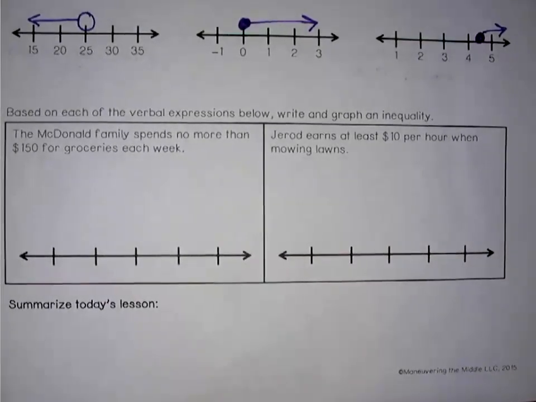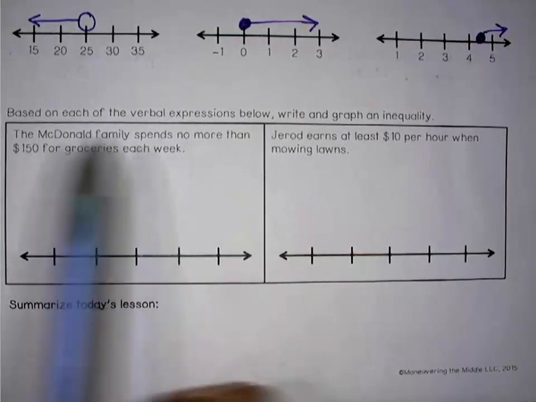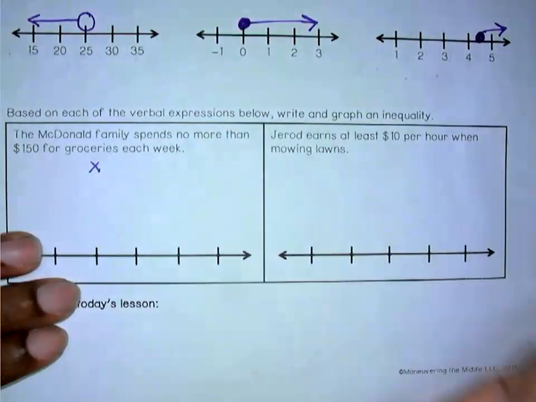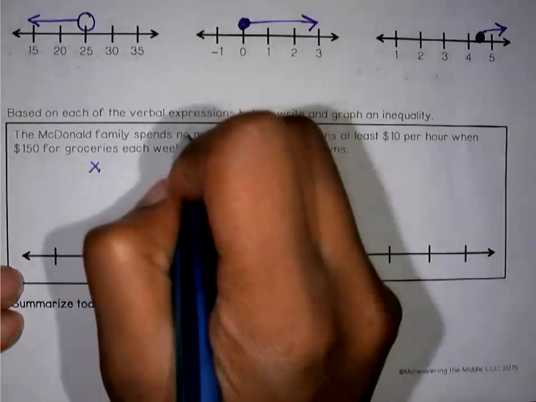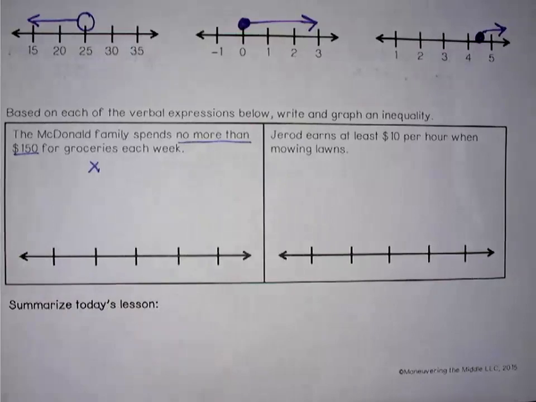It says based on each of the verbal expressions below, write and graph the inequality. The McDonald family spends no more than $150 for groceries each week. So your variable is always going to be on your left. We're going to start with it. They spend no more than $150. Can they spend $150? Yes, but they can't spend any more.